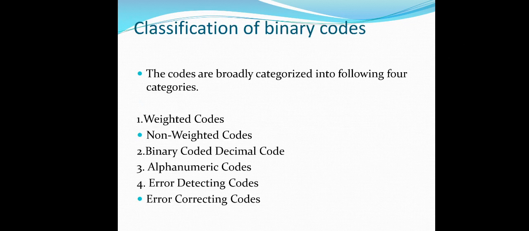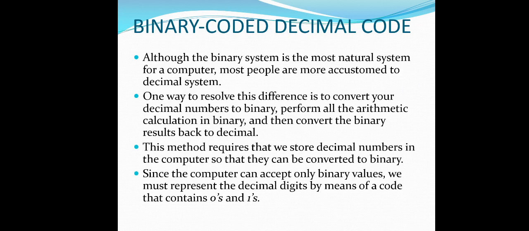There are different categories, or different classifications, of binary codes. First, you have weighted codes or non-weighted codes. Second is binary coded decimal code. Third is alphanumeric codes. Fourth is the error detecting codes or error correcting codes. We will start with binary coded decimal code.